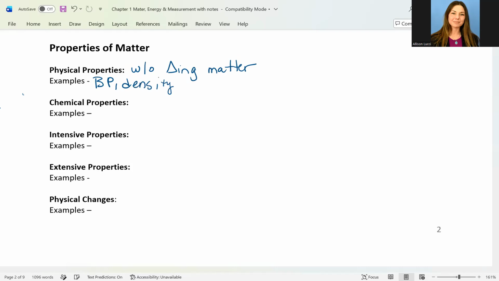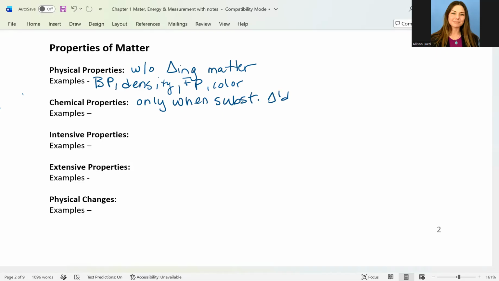So these are volume, color, mass, freezing point, right? So we can add a couple more to this list. These are all physical properties and can be observed without changing the substance, changing the matter. Now, chemical properties, we can observe these only when the substance is changed.